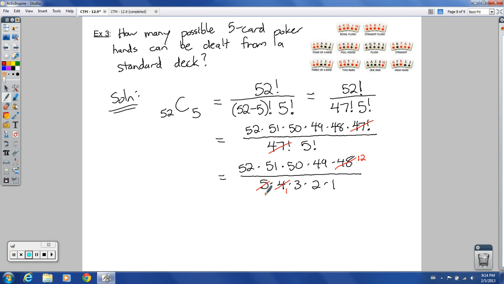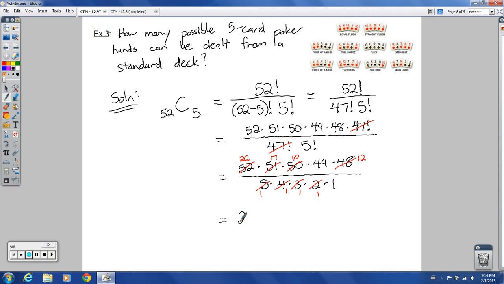5 goes into 50, so I could say this is a 1, and that this would become a 10. 3 would go into 51, so I could get rid of the 3, make that a 1. This would be 17, 51 divided by 3. And then 2 and 52, I could reduce that: 26, and this would be a 1. So that leaves me with just 1. 1 times 1, 5 times itself 5 times, that's just going to be 1.